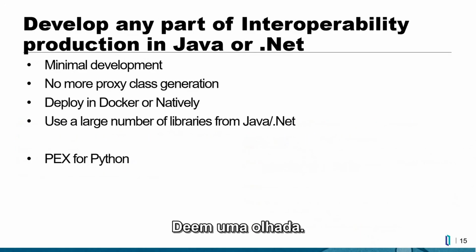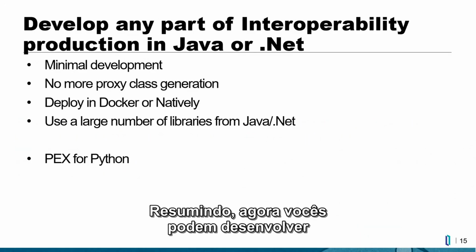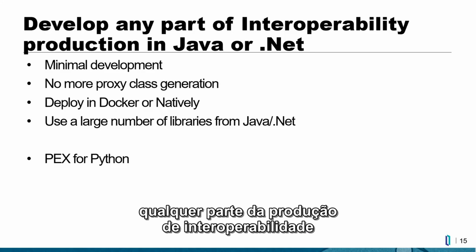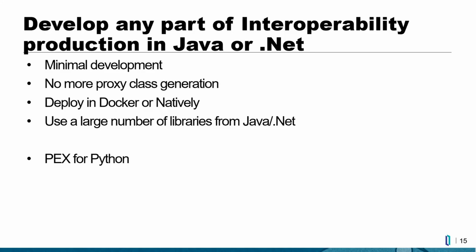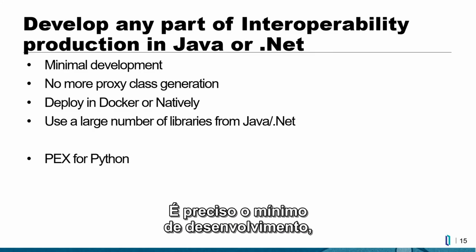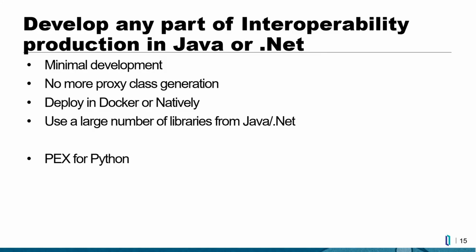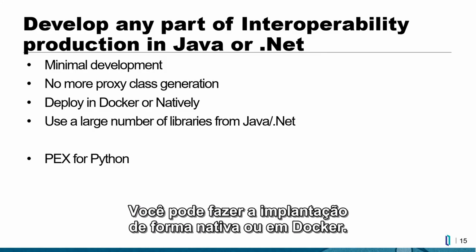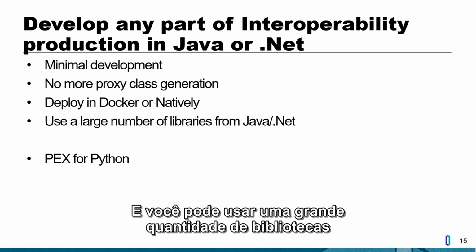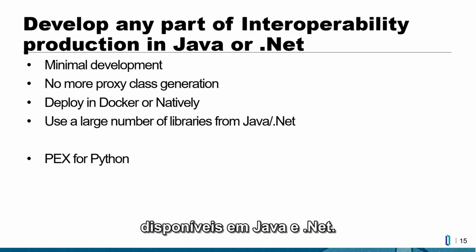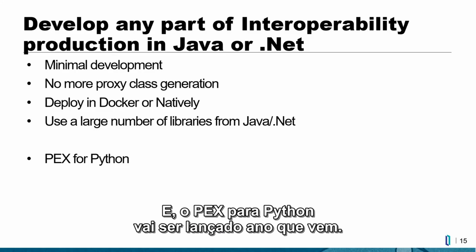Check it out. To sum up, you can now develop any part of interoperability production in Java or .NET. There's minimal development required. There is no more proxy class generation going on. You can deploy natively or in Docker, and you can use large amount of libraries available in Java and .NET. And PEX for Python is coming next year.